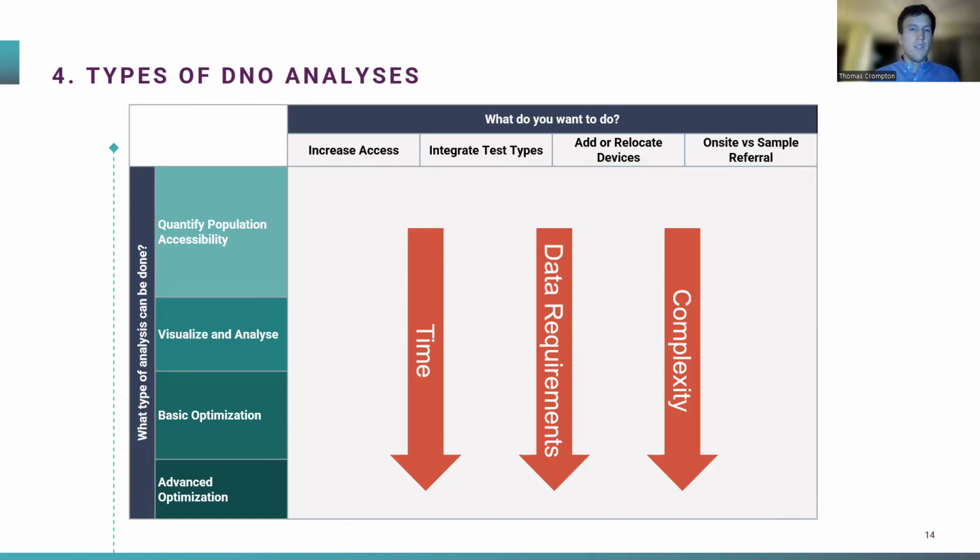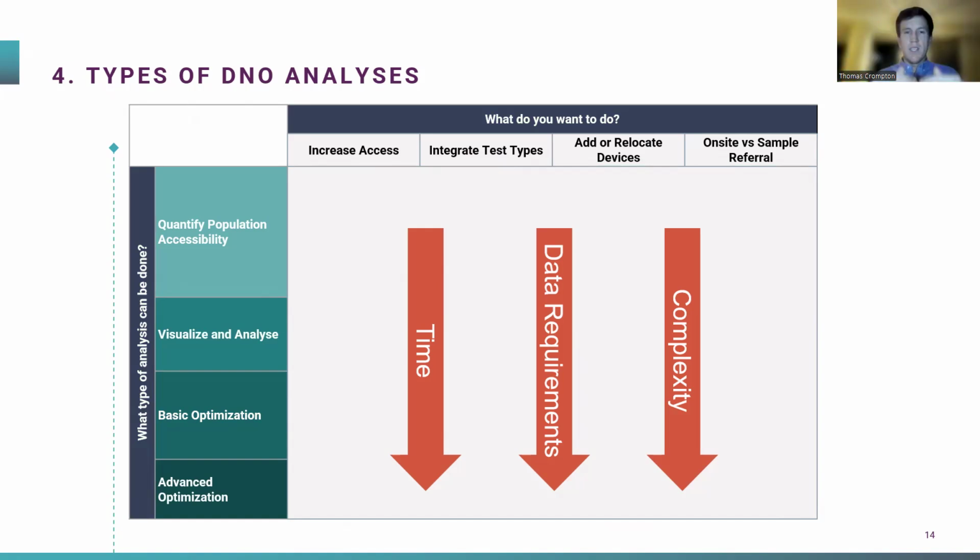So we can look at what is the cost implications of increasing access and what does that do to my utilization. Whereas at the top in accessibility, we're just looking at the effect of access, not necessarily on cost and utilization. And so once we've established what we want to do, there's different analysis types. So accessibility, visualize and analyze, optimize, and advanced optimized.